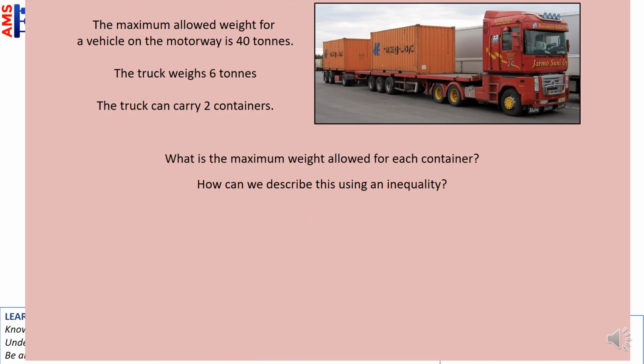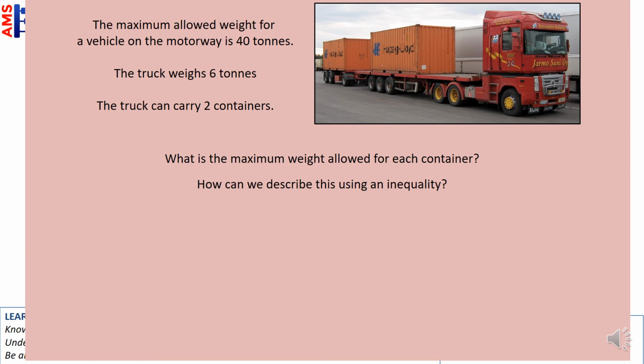Alright, let's look at this problem. The maximum allowed weight for a vehicle on a motorway is 40 tons. So we're looking at a truck that weighs 6 tons and the truck can carry 2 containers. So I want to look at what's the maximum weight allowed for each container. And also we need to look at how we can describe this using an inequality.